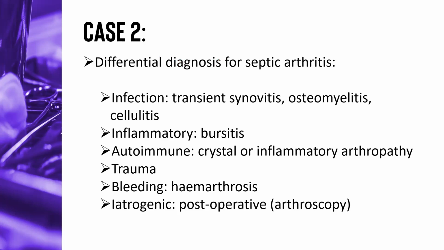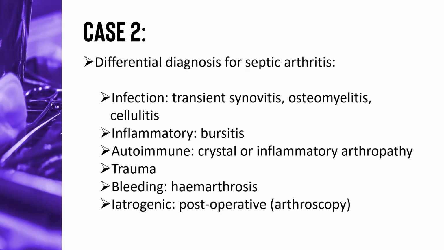So we always think about infection. So in children, a really common differential diagnosis is a transient synovitis. We've had a recent, commonly a viral upper respiratory tract infection, and they get inflammation of the synovium, which can cause irritability, often in the hip joint. Osteomyelitis, or infection in the bone. Cellulitis, or an infection in the overlying soft tissue. A bursitis, or an inflammation of the bursa, which are these sort of fluid-containing pockets around the joint that help cushion the joint. Autoimmune causes, so our crystal arthropathy, and that may include gout or pseudo-gout.